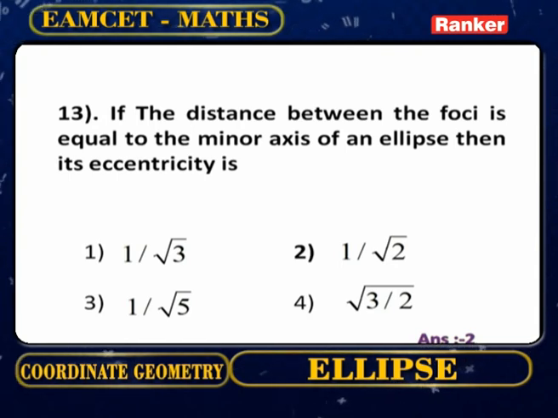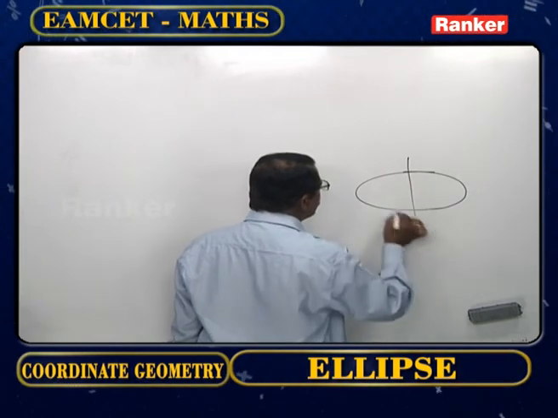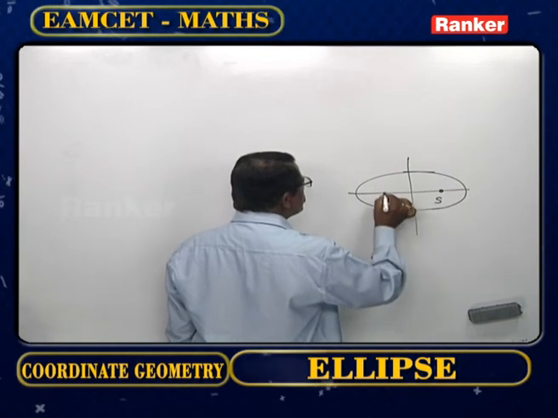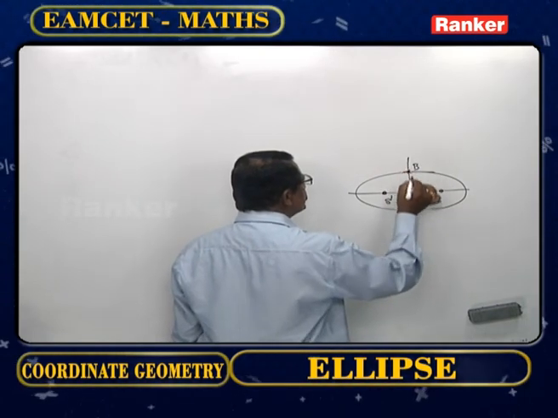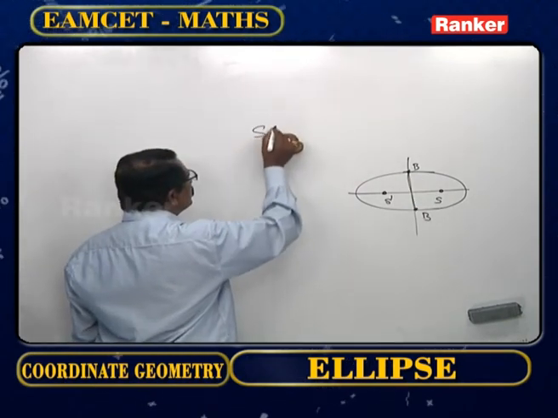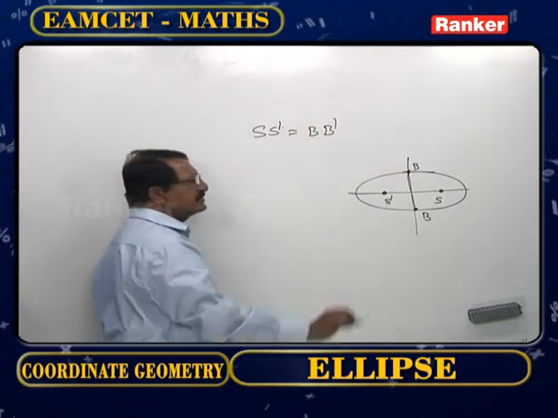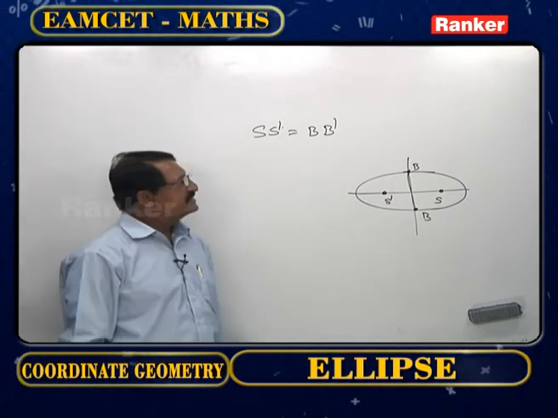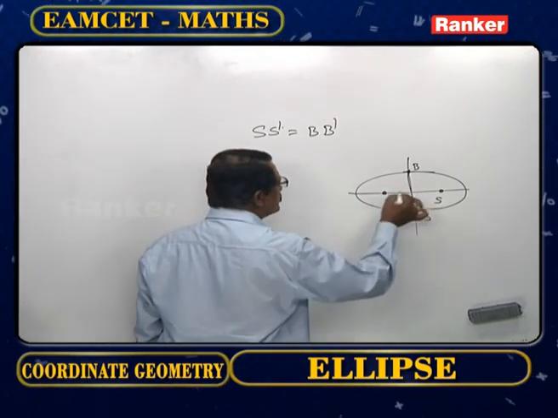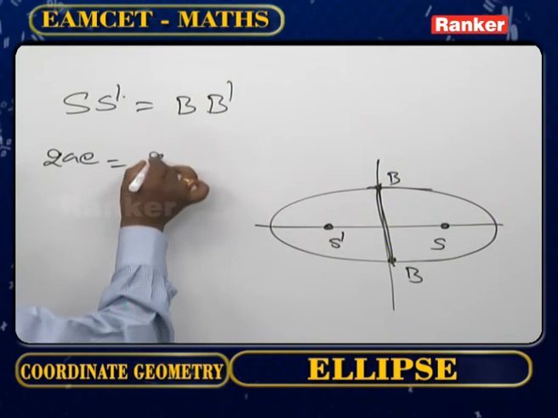If the distance between the foci equals the minor axis of the ellipse, then find the eccentricity. Suppose S is one focus, the second focus is S', and BB' is the minor axis. Given the distance between the foci, SS' equals the length of the minor axis BB'. Now SS', the distance between the foci of the ellipse, is 2AE, which equals the length of the minor axis, 2B.